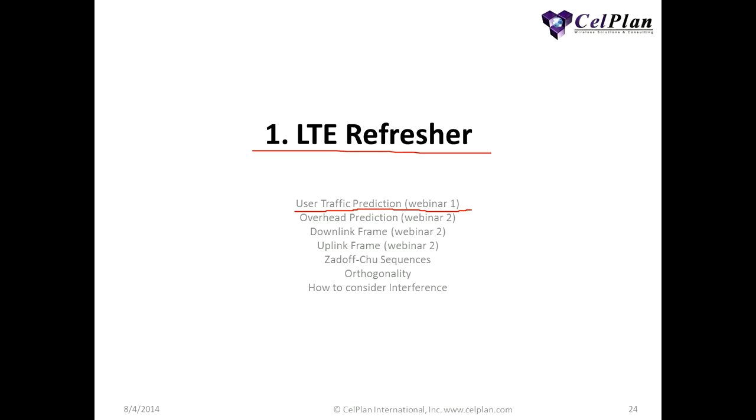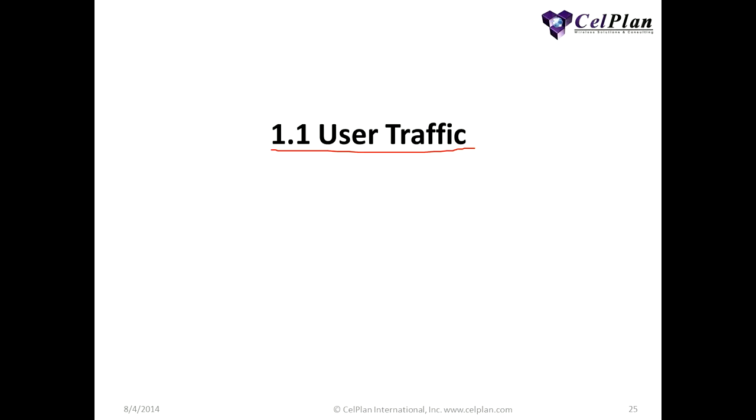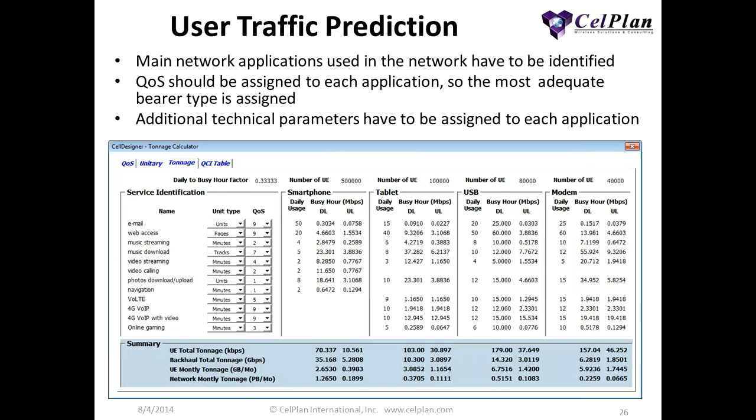So in the LTE refresher, we will speak about user traffic prediction. This was covered in webinar 1. It will be one slide or two, just as a refresher. Then we'll speak about overhead predictions, also in webinar 2. Downlink frame, uplink frame, Zadoff-Chu sequences, orthogonality, and how to consider interference, that was in webinar 3. So let's start with user traffic.